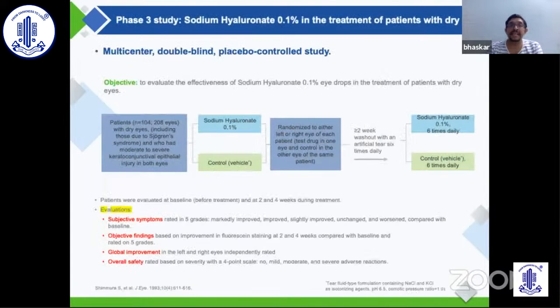This is a phase 3 study where sodium hyaluronate was compared with a control vehicle, and one eye of the patient was given sodium hyaluronate and the other eye was given the control vehicle. And the evaluations are basically in terms of the subjective symptoms, which were either improved, markedly improved, slightly improved, unchanged, or worsened. The objective findings were based on the fluorescein staining at 2 weeks and 4 weeks as compared to the baseline. There was also a questionnaire on the global improvement between both the eyes, which was independently rated, and the overall safety or adverse effects were also noted.